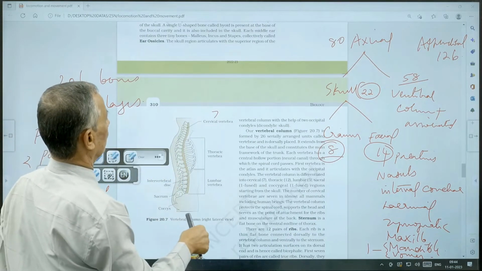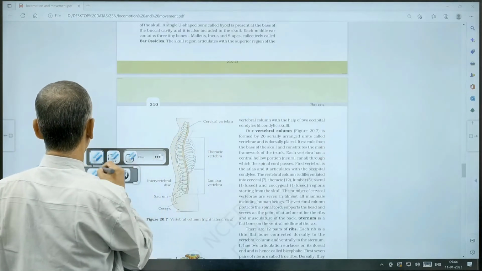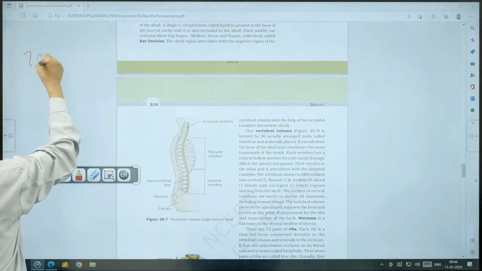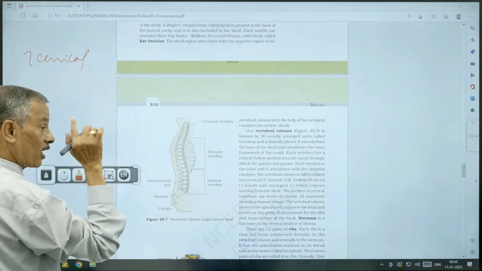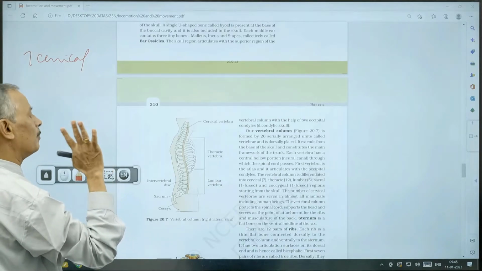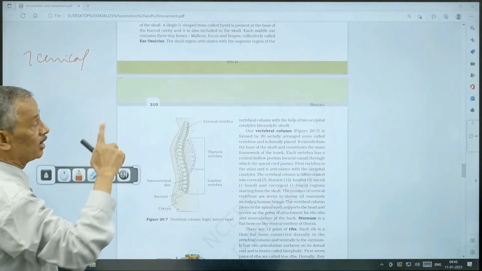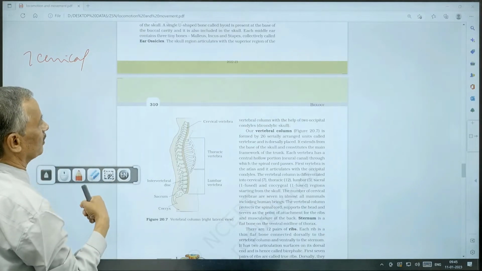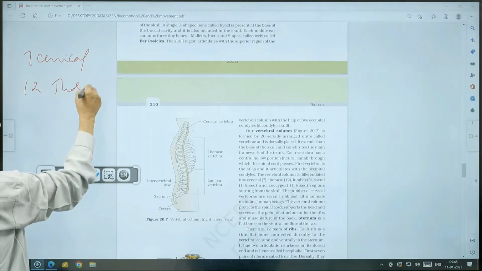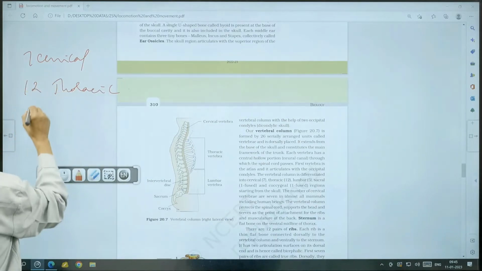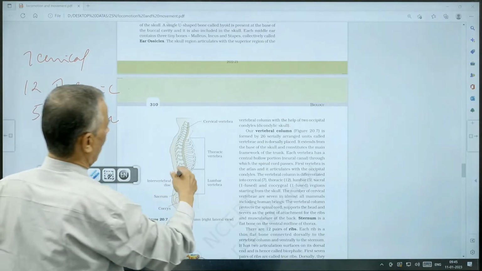Okay. So that is characteristic of mammals. 7 cervical. There are 4 exceptions to that, but generally, even in giraffe, which is having the longest neck, you are having only 7. We are also having 7. 12 thoracic, in the thoracic region. 5 in the lumbar, which is the largest vertebra, abdomen.